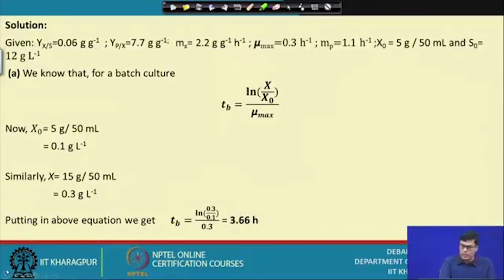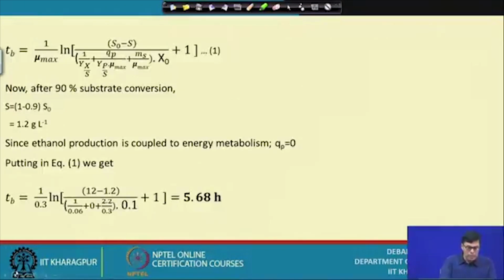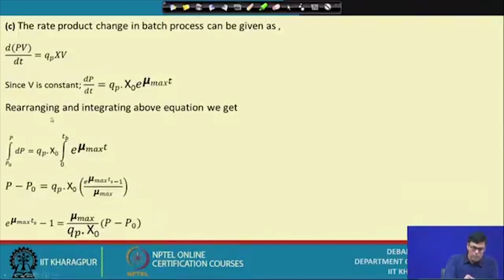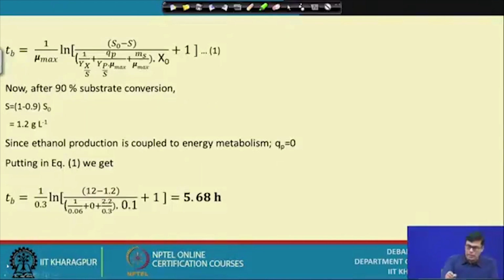If you see, what is the S value given? 12 gram per liter, am I right? 12 gram per liter. So here we have done a little mistake. No mistake, because this is actually S0 is 12, am I right? And this is equal to 0.5. So you multiply by 1.2, this is okay, this is not a mistake.